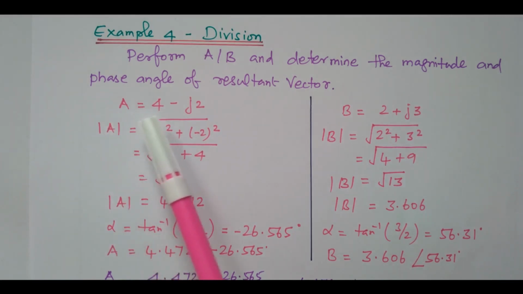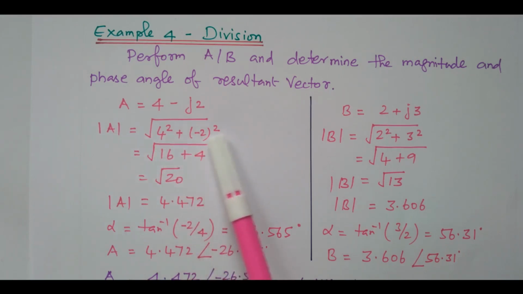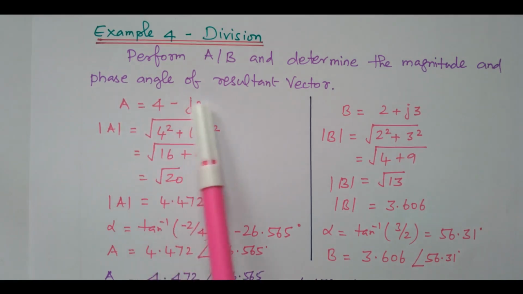This is the first vector, A equal to 4 minus j2. That we will now convert into polar form. The magnitude of A is the square root of 4 squared plus minus 2 squared. So the value is 4.472 magnitude. Then the angle is tan inverse of minus 2 by 4, imaginary term divided by real term, minus 26.565. So it is represented in polar form as 4.472 with an angle of minus 26.565. This was the rectangular form, now converted into polar form.